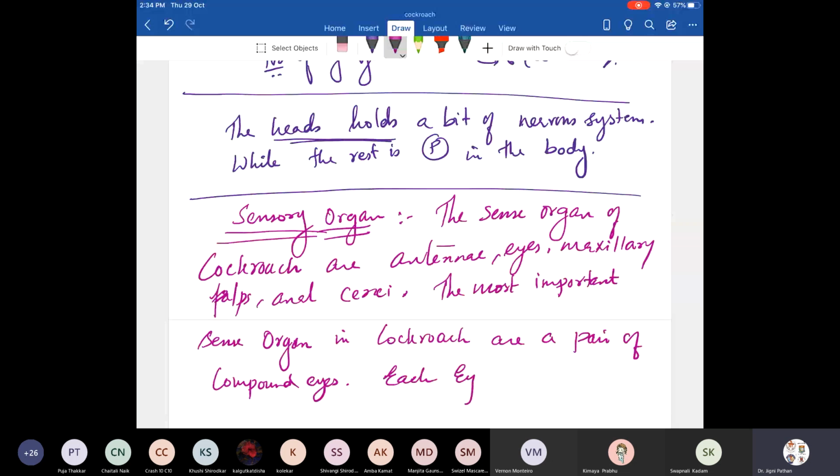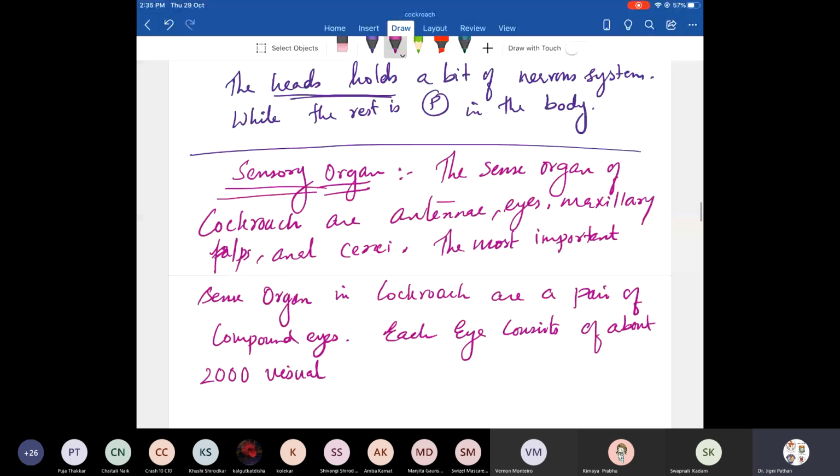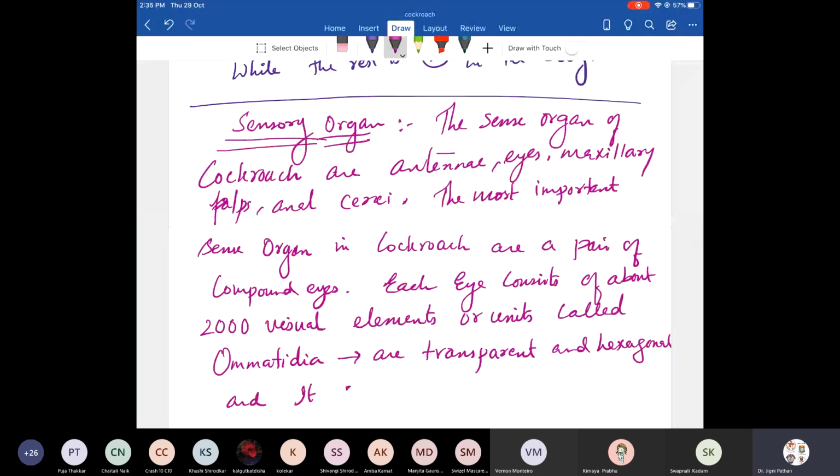Each eye consists of about 2000 visual elements or units called ommatidia. We studied this, right? Ommatidia. And these are transparent and hexagonal. You know the shape of a hexagon. It shows mosaic image. It shows mosaic vision.